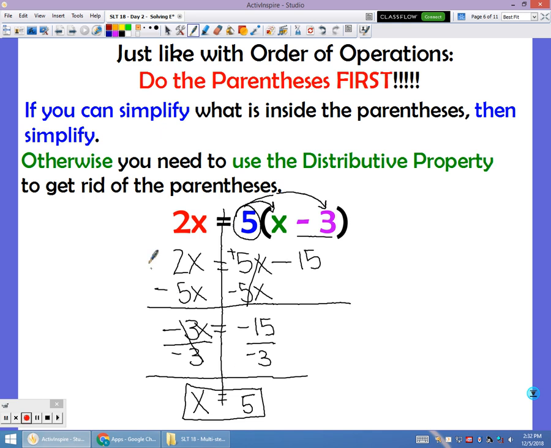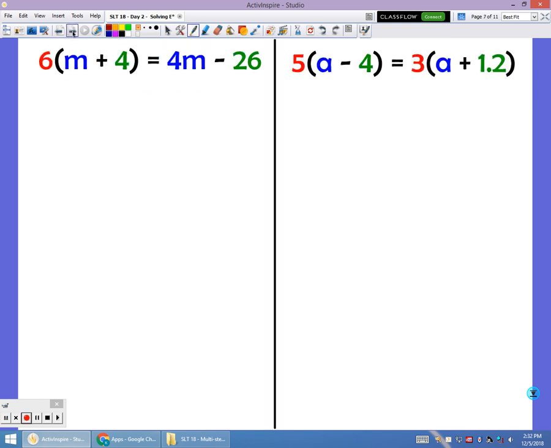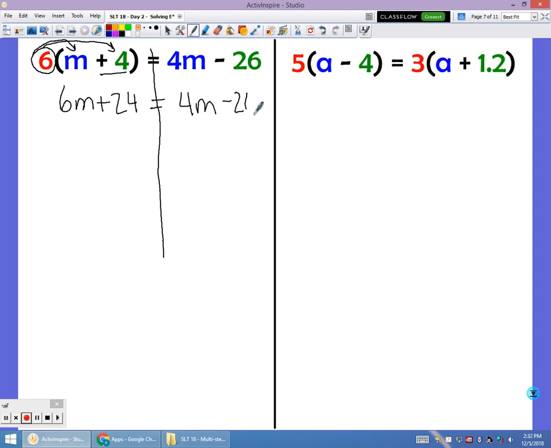Let's look at a few more examples on your worksheet. So if we look at this first one, see that I have parentheses. I need to handle that first. So since m plus 4 cannot be simplified, I need to distribute the 6. 6 times m is 6m. 6 times a positive 4 is plus 24 equals, and I keep this side the same, and now I'm ready to begin solving.